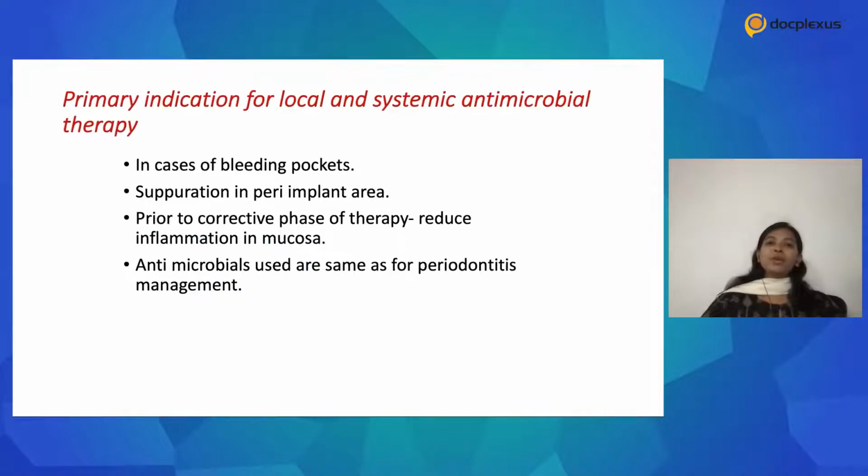Next is your indication for local and systemic antibacterial therapy. This is one of the areas which you should understand. In case of bleeding pockets, you might have to do a local or a systemic antibacterial therapy. If there is suppuration, apart from that, prior to any correction phase of the implant, you may probably use a local or a systemic antibacterial therapy and then go for corrective phases. I'm talking about the surgical phases.